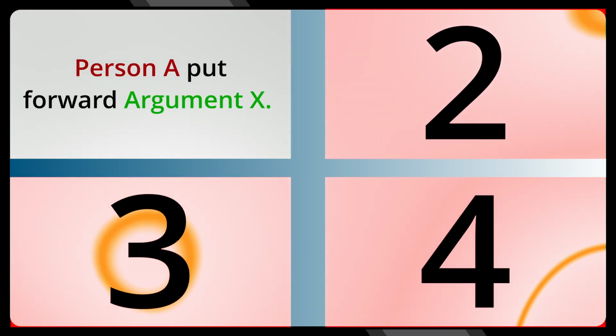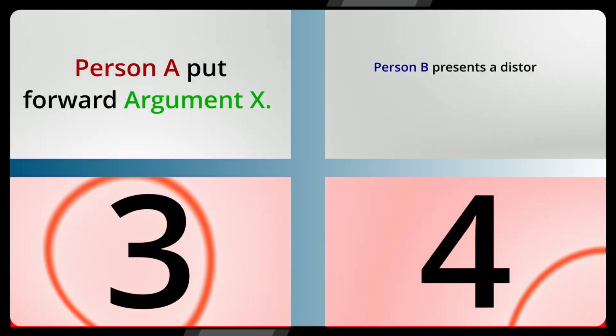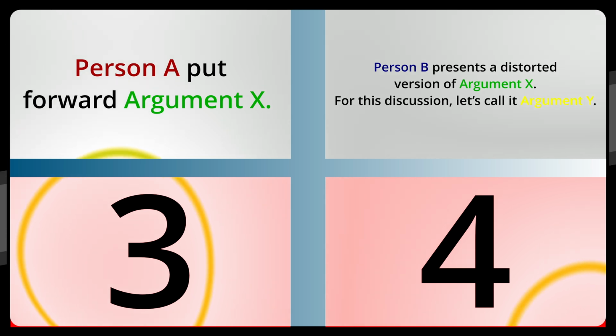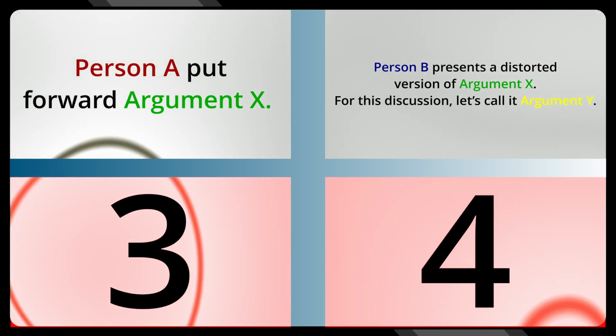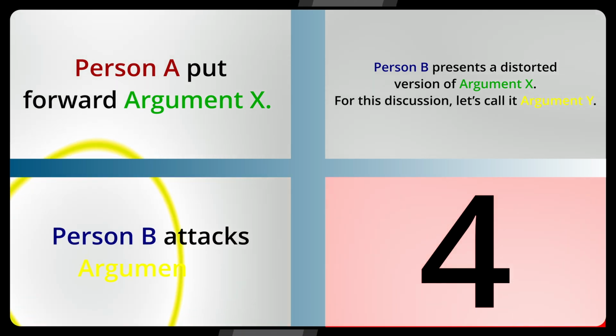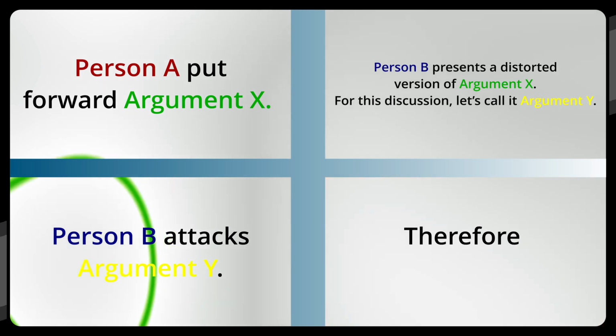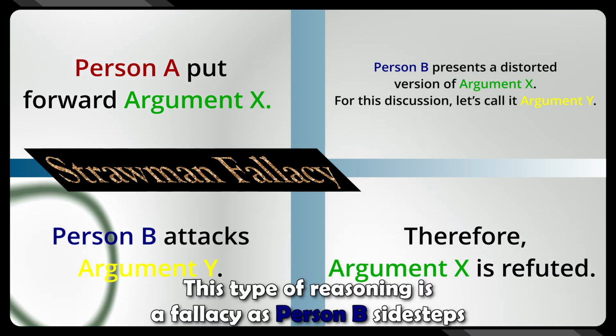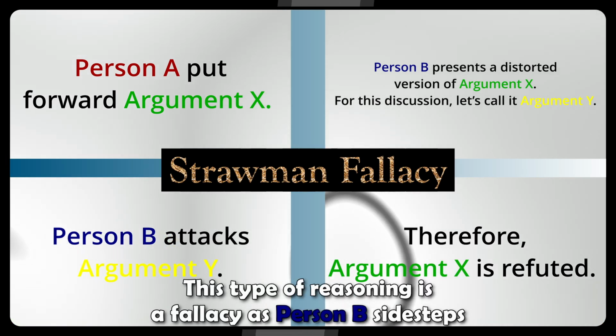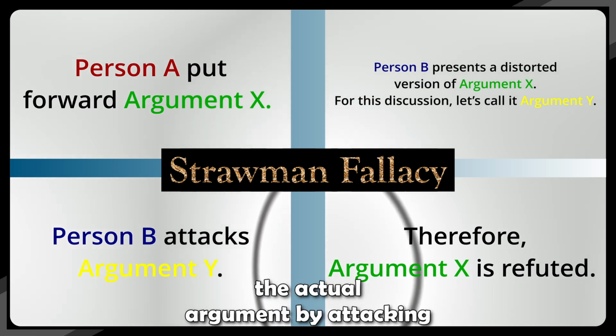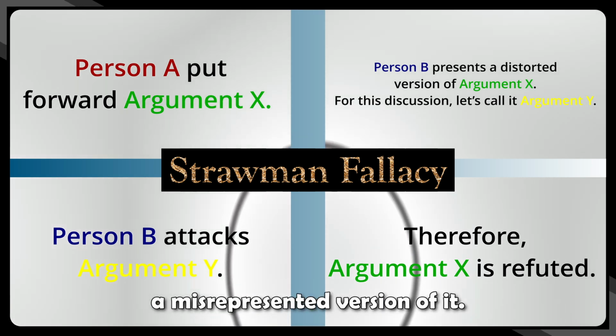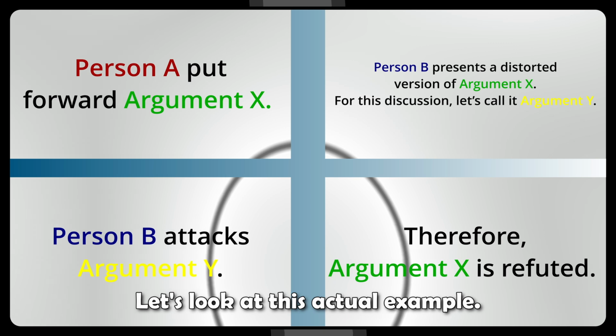Person A puts forward argument X. Person B presents a distorted version of argument X. For this discussion, let's call it argument Y. Person B attacks argument Y, therefore, argument X is refuted. This type of reasoning is a fallacy as person B sidesteps the actual argument by attacking a misrepresented version of it. Let's look at an actual example.